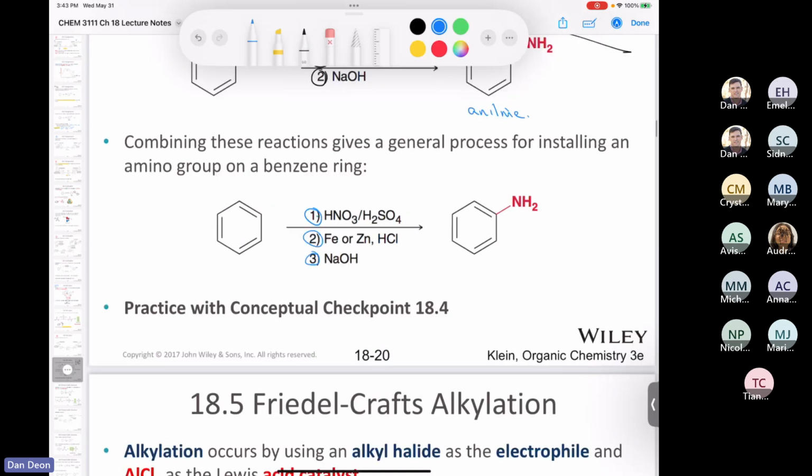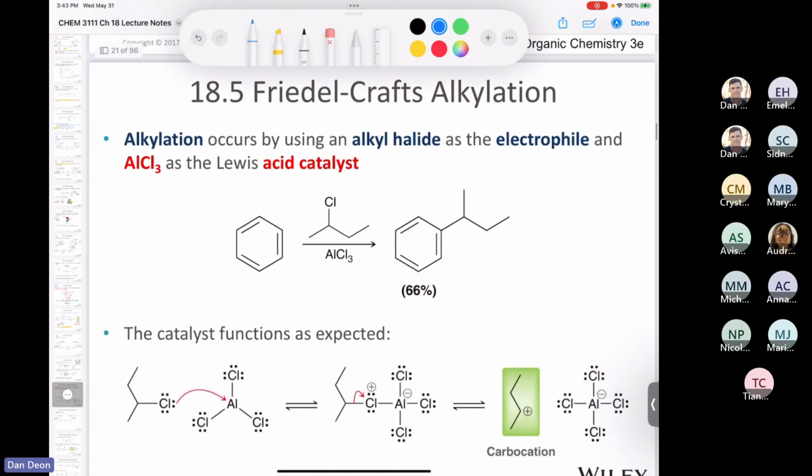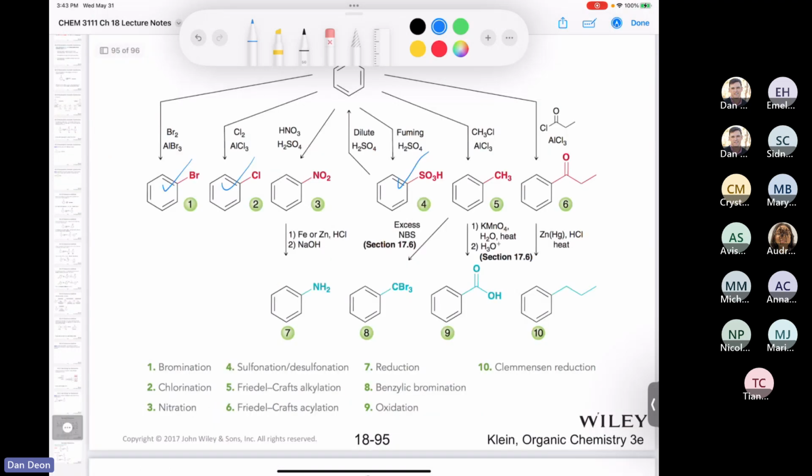That brings us to the next section, which is Friedel-Crafts alkylation. If we go all the way back down here, now we've covered halogenation, sulfonation, nitration, and this reduction. So now we're going to get into this reaction, which is Friedel-Crafts alkylation.